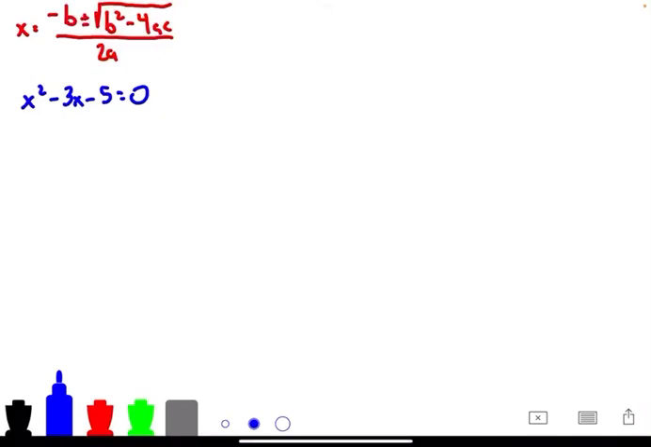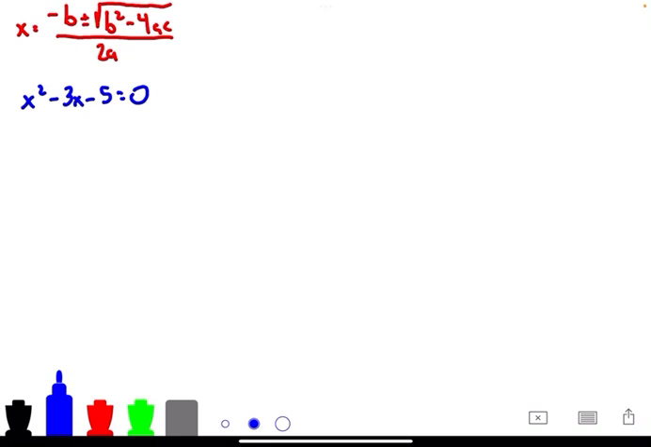Okay, here we want to talk about quadratic equations, but more specifically, we want to look at how to solve a quadratic equation using the quadratic formula. Now, with the previous quadratic equations that we solved, we could easily factor them.